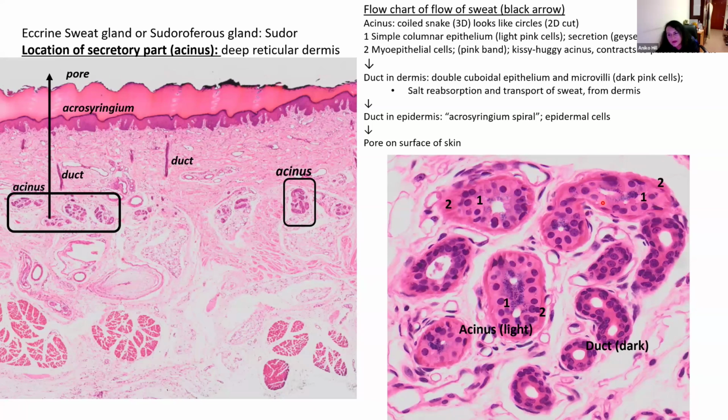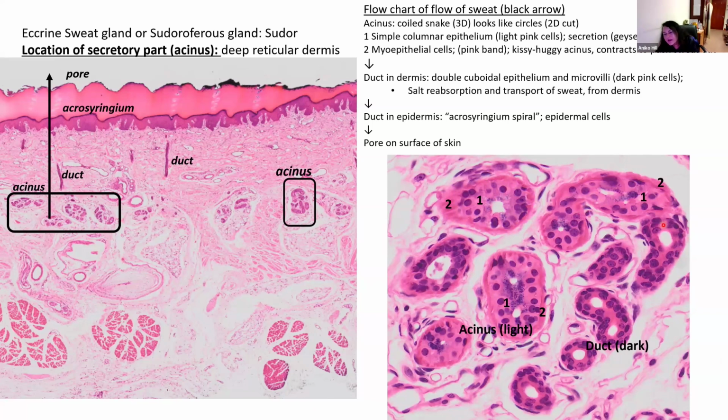Observe that the cytoplasm is very light pink. Number one. Number two, look that on the outer edge, there's this pink kind of ribbon here and here that I labeled with number 2. Those are myoepithelial cells that are helping the secretion to be pushed forward in the coiled snake.